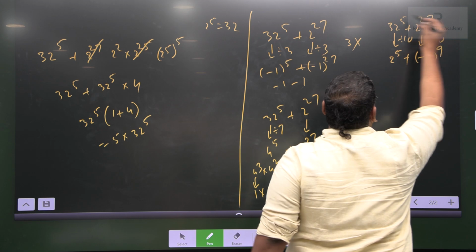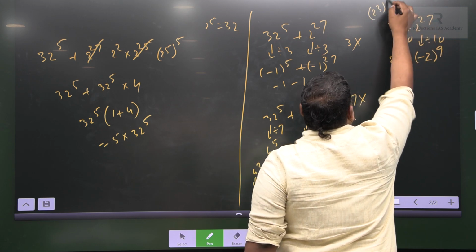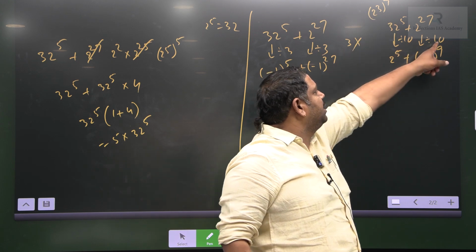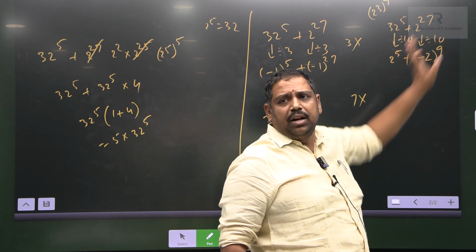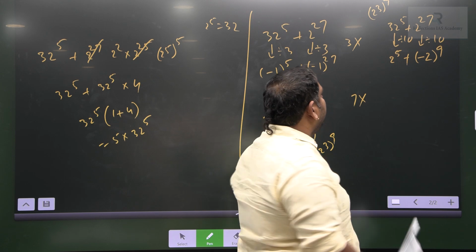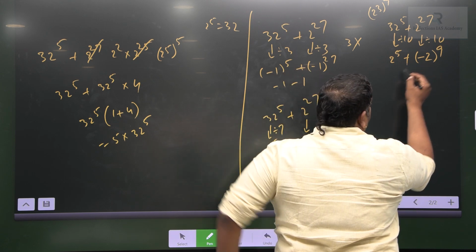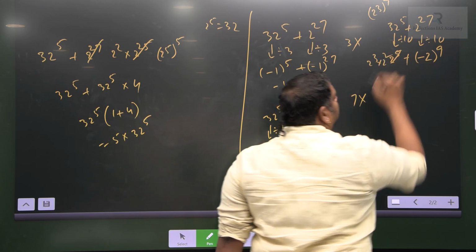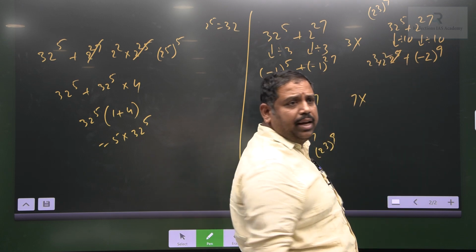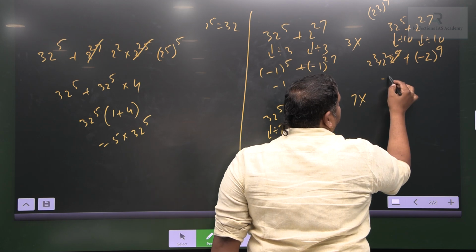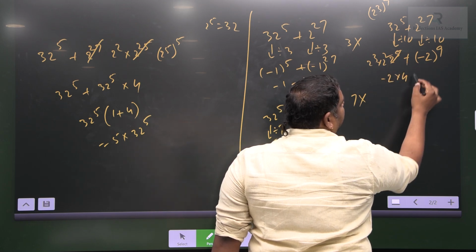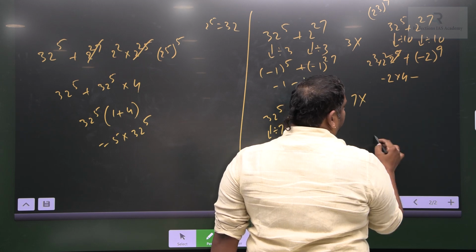2 power 27 can be written as 2 cube power 9, right? 2 cube is 8, and when you divide 8 by 10, you get minus 2 power 9. Then 2 power 5 I will write as 2 cube into 2 square. 2 cube gives minus 2, and 2 square means 4. This will become plus or minus?